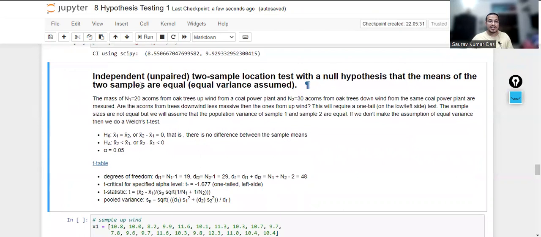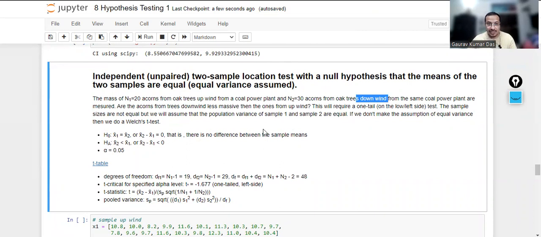So next is the independent two sample location test with a null hypothesis that the means of the two samples are equal. Assume equal variance, that is always the case. Whenever we compare two samples in a t-test, we assume that the population variance is the same for both the samples. So the masses, N1 equal to 20, N2 equal to 30 acorns. So we have two samples now, from oak trees upwind and from oak trees downwind.